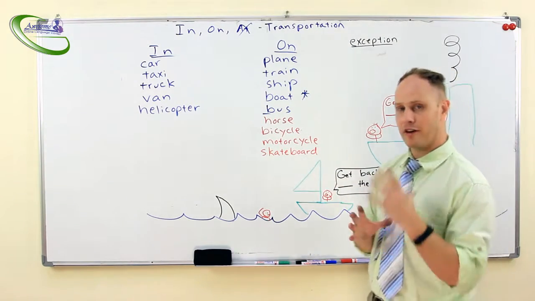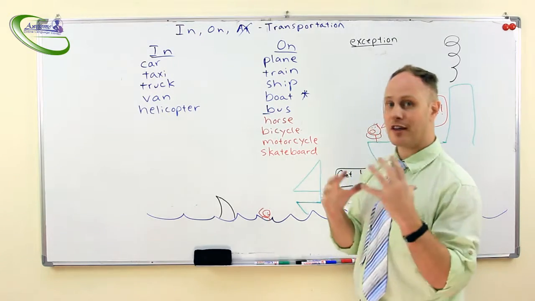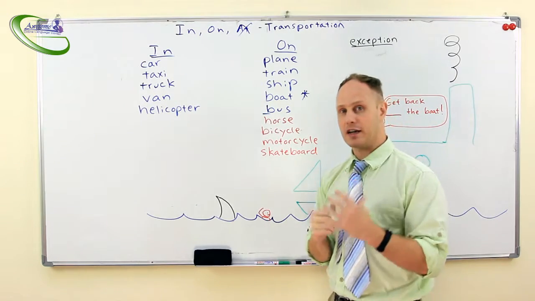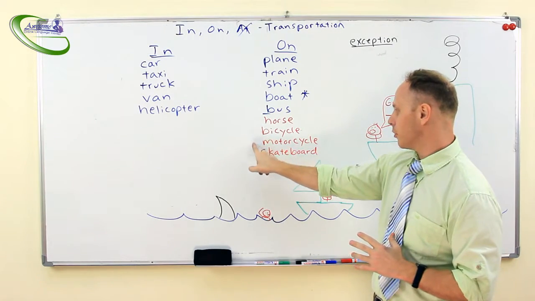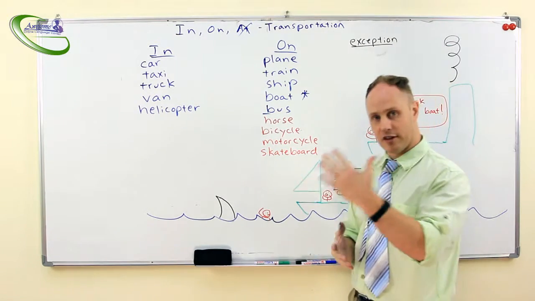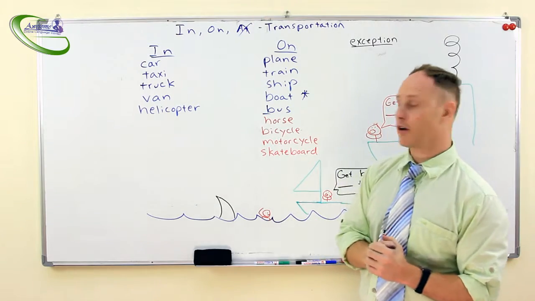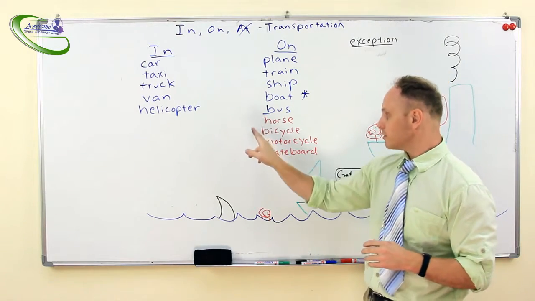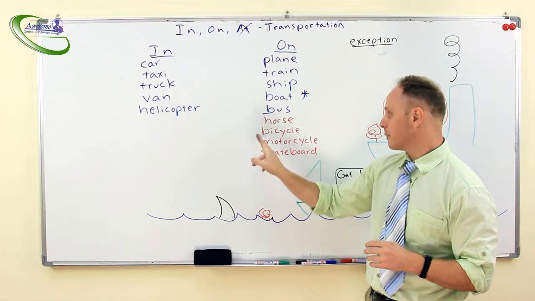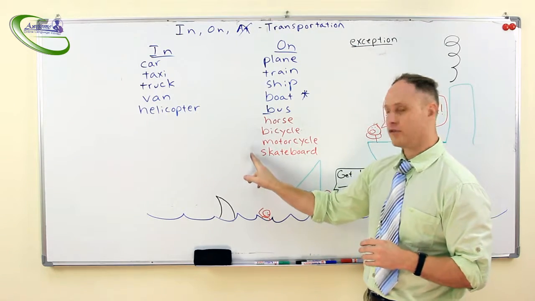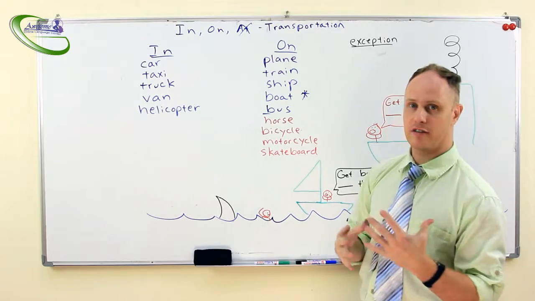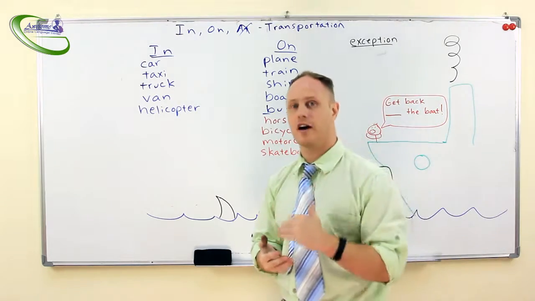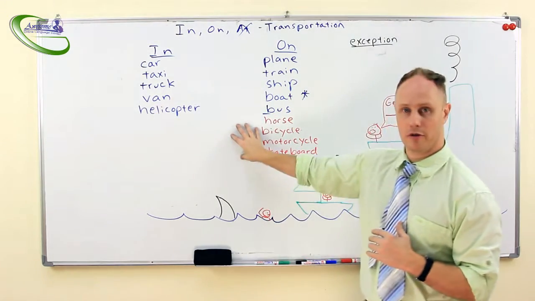Now the easy way to try to think about all these things is, can you move around inside them? Well, right away we can get rid of horse and bicycle and motorcycle and skateboard, because these are things you either stand or sit on. You sit on the horse, you sit on the bicycle, you sit on the motorcycle, and you stand on the skateboard. And the same would be true for skis. There's lots of things that you are on top of. And that's why we're going to use on in those cases.